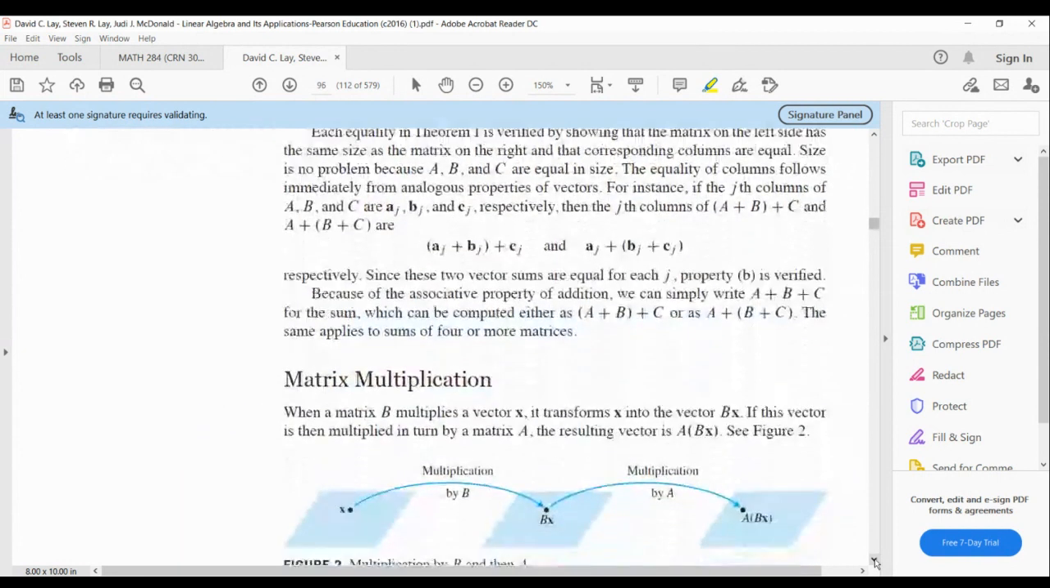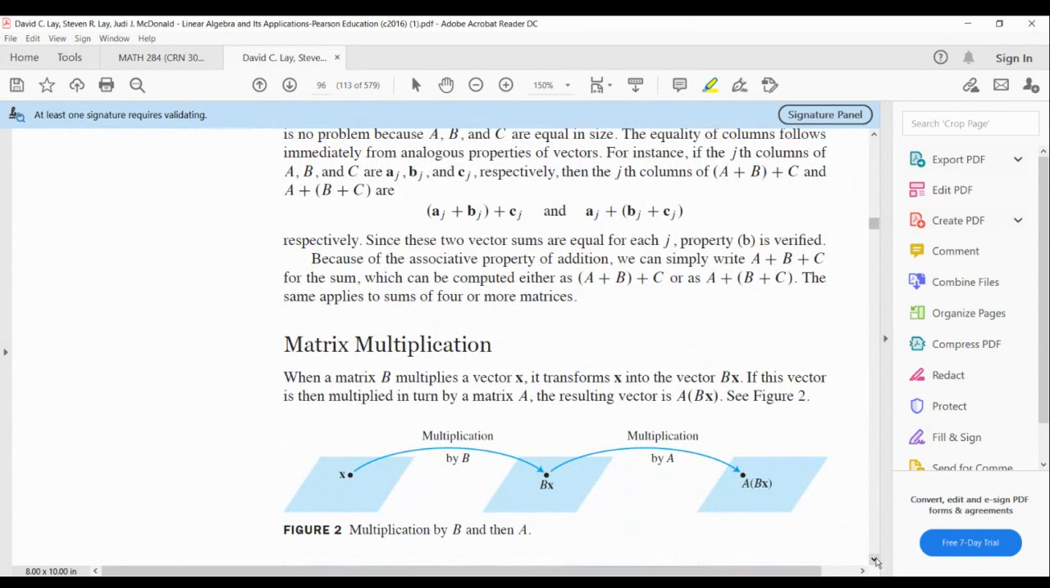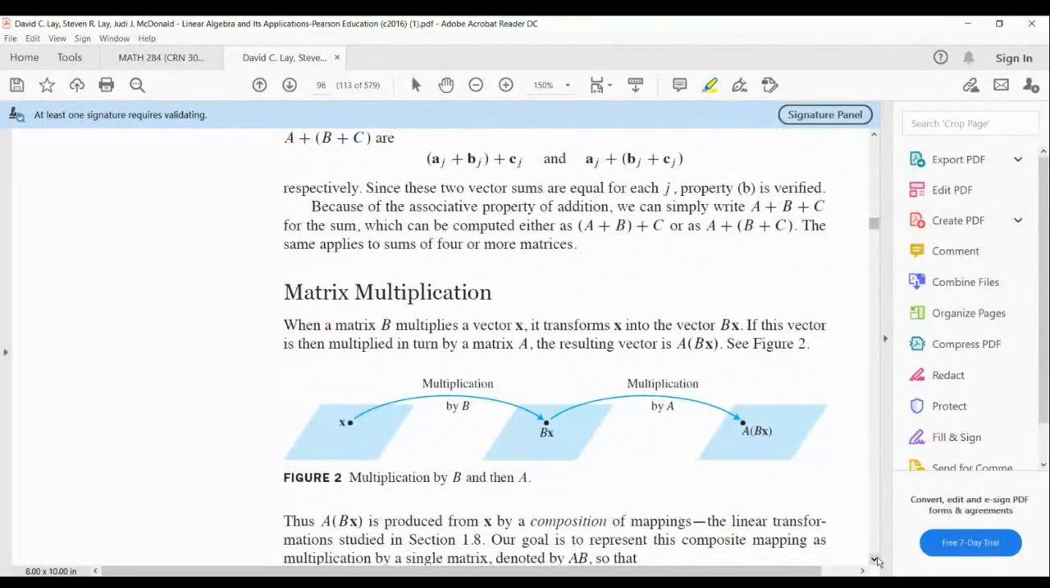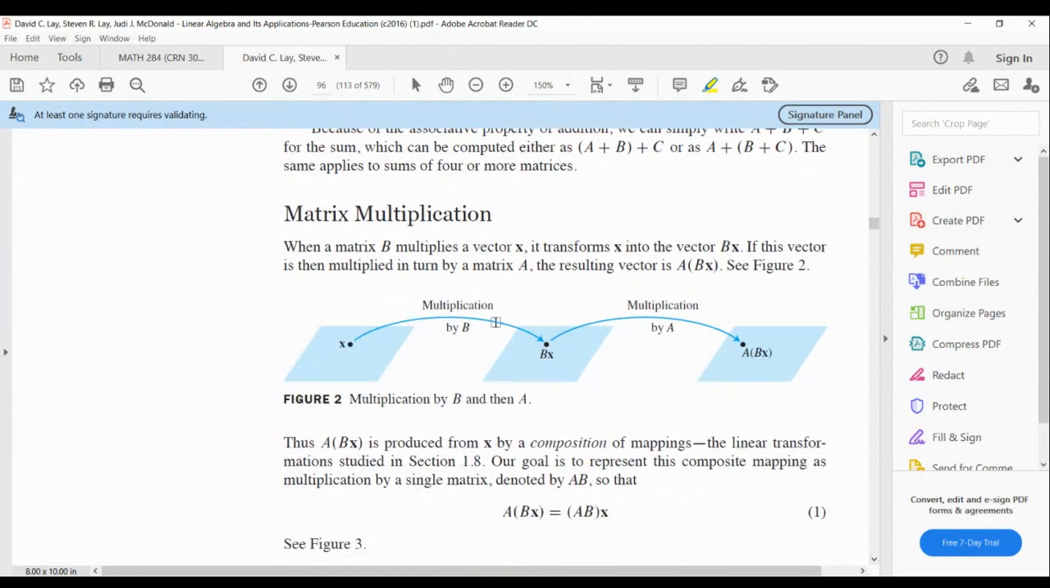The next thing we want to talk about is matrix multiplication. They have a little note here that if you take a matrix B and multiply it by a vector x, it's going to transform the vector x into the vector B times x. That makes sense because the matrix B times a vector x is a new vector. But then you can take that vector and multiply it by matrix A, and then you'll get a resulting vector A times B times x.